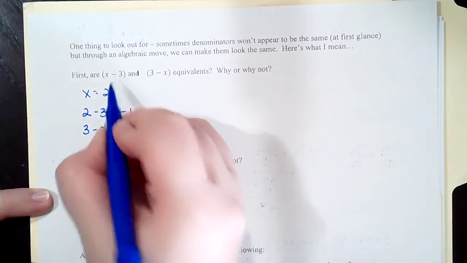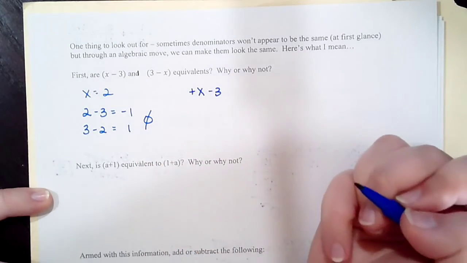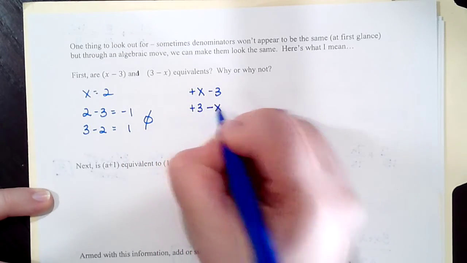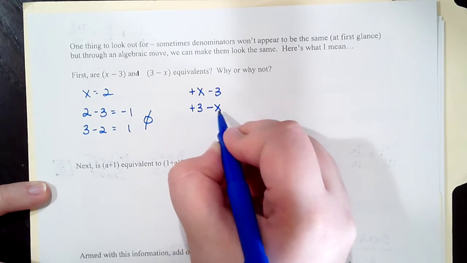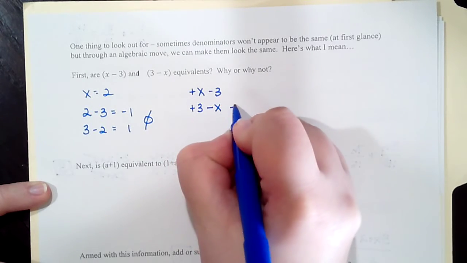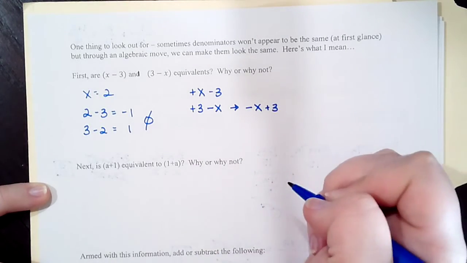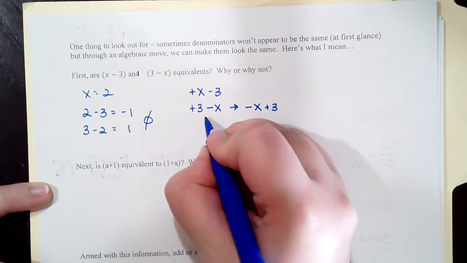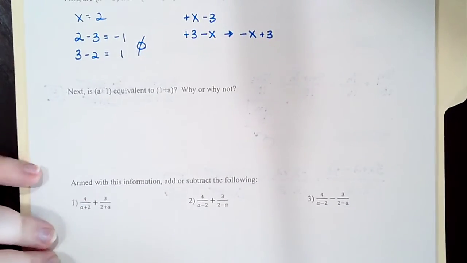If we give everyone a symbol, positive x, negative 3, and we give everyone a symbol here, positive 3, negative x. If I rewrite this one with the x in front to try and match this one, what I'm going to get is negative x plus 3, which is not the same as positive x minus 3. So by moving these around and rotating, they're not the same. They're not equivalent. But let's look at the next one and use the same method.